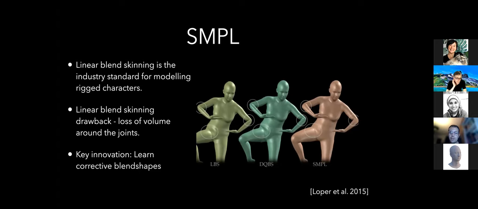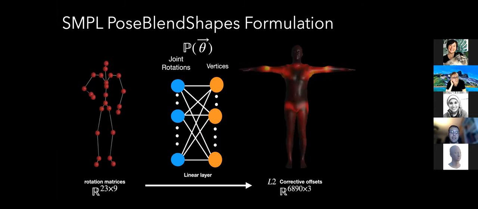This corrective offset regressor function is what we're going to look at closely next. It's a very simple linear function. The corrective offsets for each vertex are regressed from the elements of the part rotation matrices of each joint in the kinematic tree. What you're looking at on the right is the L2 norm, the magnitude of the corrective offsets added to the mesh. These are the predicted corrective blend shapes. On the left, we're looking at what the joints, the underlying rigids, are doing. Each vertex in the SMPL mesh has its corrective offsets regressed from the elements of the part rotation matrices of all the joints.